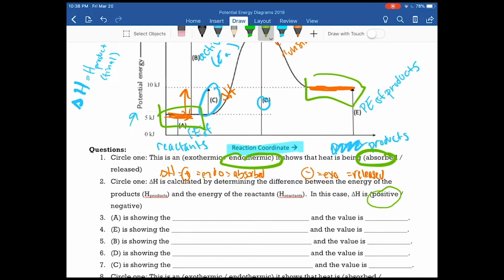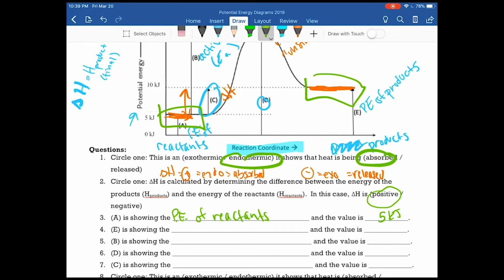Now that our picture is labeled, answering these questions will be super, super easy. So number 3 asks about point A. Point A is the very beginning of the graph, and that shows the potential energy, so PE, of your reactants, essentially what you're starting with. On that picture, the value of the PE of the reactants is 5 kilojoules. That's how much energy is stored within the reactants. So the materials that you are starting with, that's how many kilojoules those reactants have.